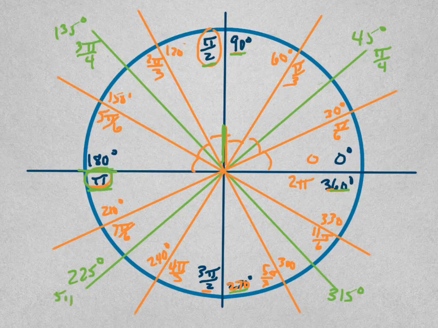This is 5/4 of a pi. This is 6/4, which is the same as 3/2. This is 7/4 of a pi. And this is 8/4, which is the same as 2 pi. Alright, that's how you do the radians and the angles.